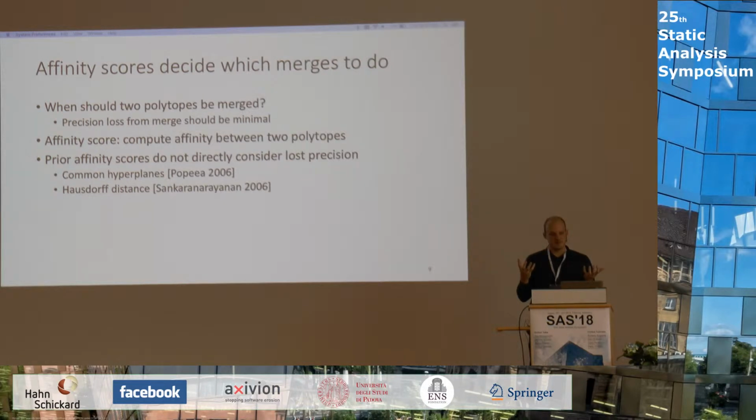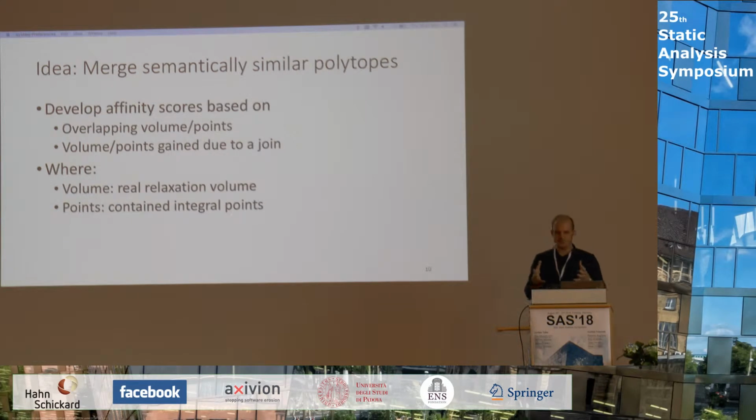So this is in the spirit of prior work, and this is a heuristic like other heuristics. It joins a list of heuristics that we can use to manage disjunctive abstract domains, such as using common hyperplanes or the Hausdorff distance. But in this case, we're looking at semantically similar polytopes directly by looking at the volume. So we have 2 different notions of volume. One is the real valued relaxation volume of the interior of the polytope, and then another is the count of integer points that are contained within the polytope.